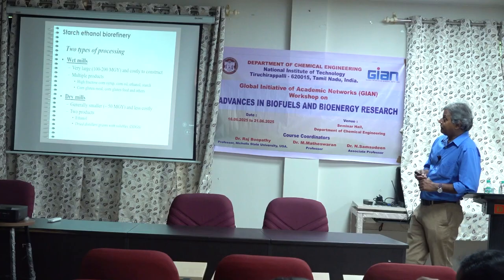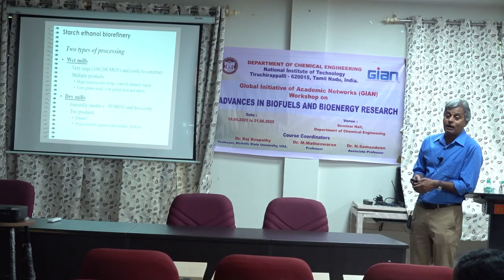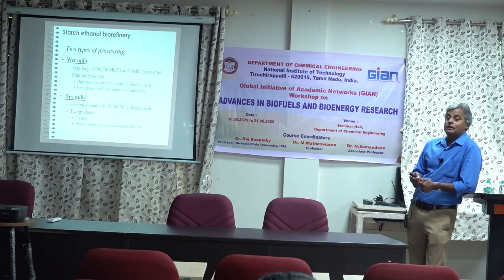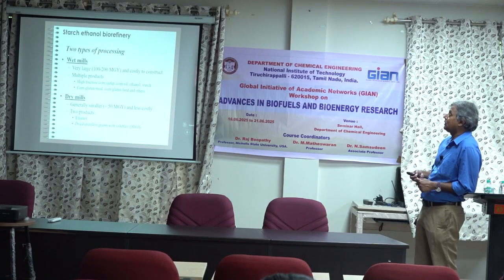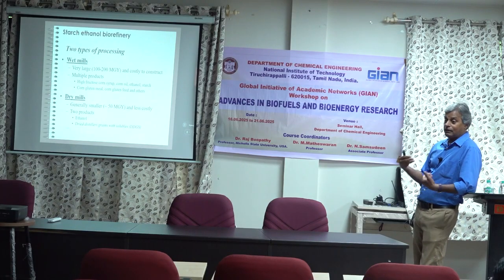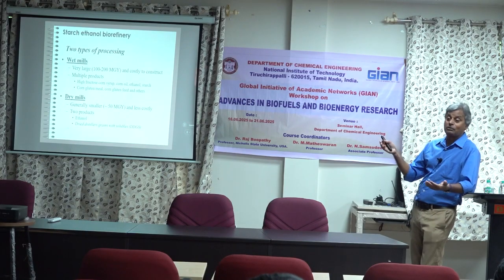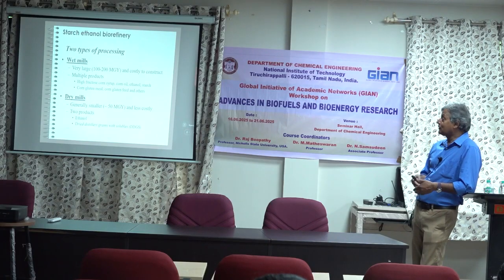For starch ethanol biorefinery, there are two types of processing: wet mill and dry mill. Wet mills are usually very large production facilities, 100 to 200 million gallons per year. They are very costly, with a lot of investment at the beginning, since you have to construct big plants. They can make multiple products: high fructose corn syrup, which is in everything you drink, corn oil, ethanol, starch, corn gluten meal, corn gluten feed, and others. Those are the products that come out of the wet mill process.